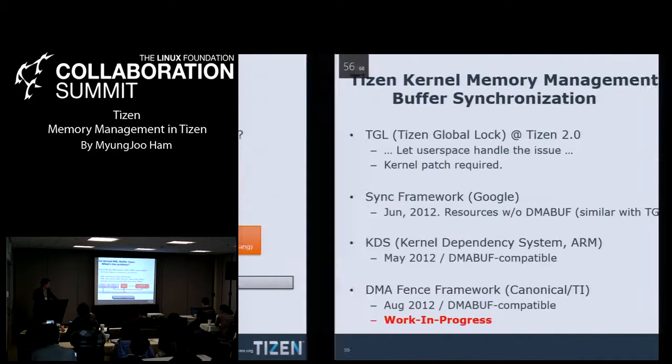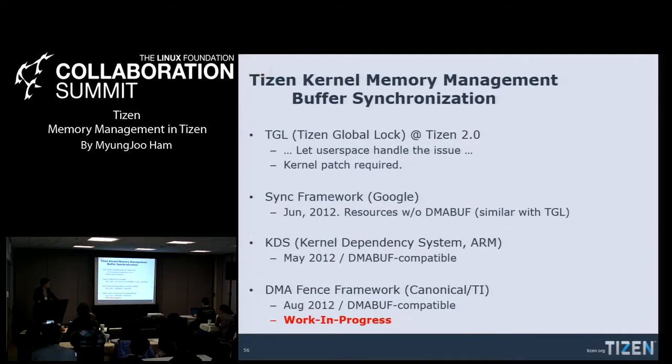So we need some kind of synchronization method between them. And in Tizen 1 or Tizen 2, we have been using the Tizen global lock, which is simply a shared mutex between the processes and device drivers. And we let user space handle this issue with this lock. But however, we need some improvement here.